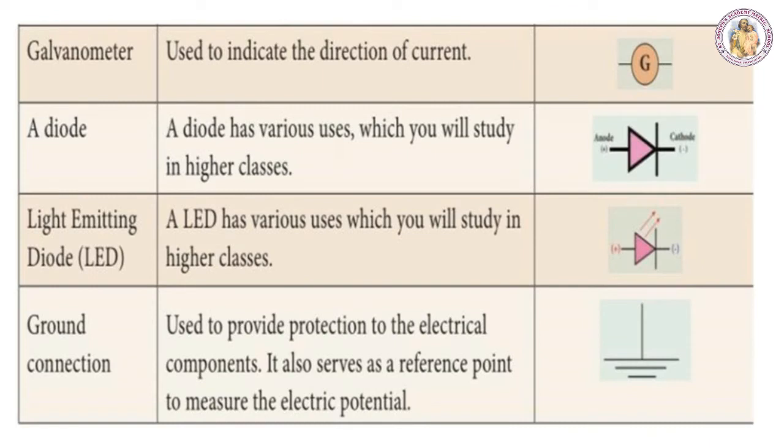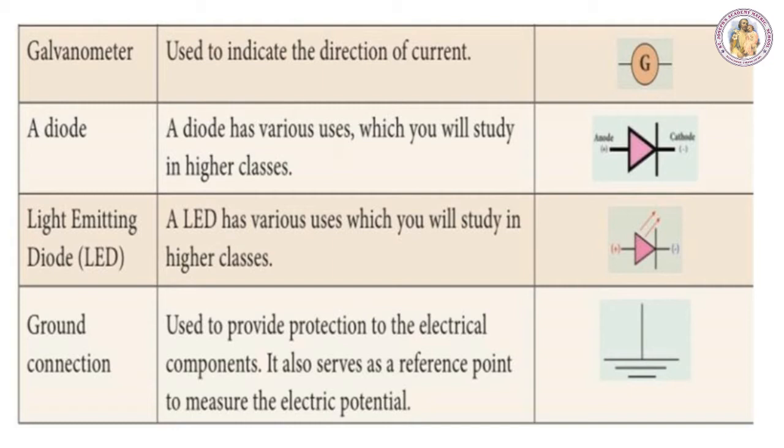The next component is the galvanometer. This galvanometer is used to indicate the direction of current, which direction the current is flowing. That will be indicated by this instrument. A diode has various uses which you will study in the higher classes. Let's see the symbol. The positive sign is the anode and the negative sign is the cathode.